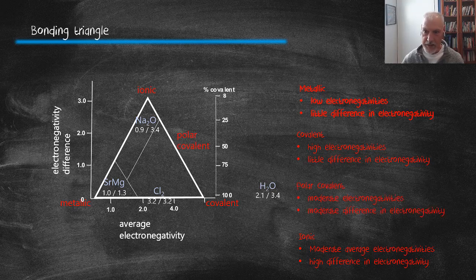My last example lies in the polar covalent region, which lies between ionic and covalent. These have moderate electronegativities and moderate differences in their electronegativity. My example here being water. So the average here is about 2.6 and the difference about 1.3.